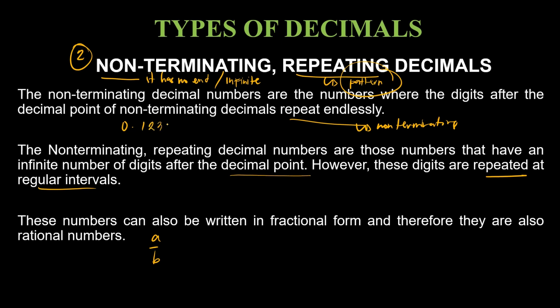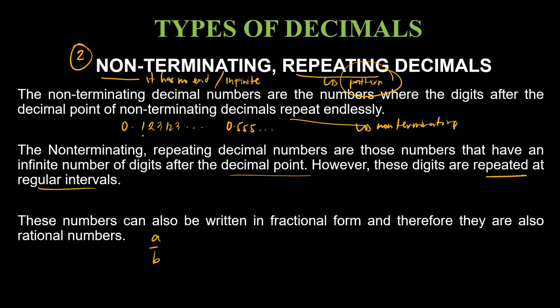1, 2, 3, 1, 2, 3, and so on. Also, it could be 0.555 ellipses. As you can see, there are infinitely many. It is continuous, there is no end. Also, you can see the pattern.